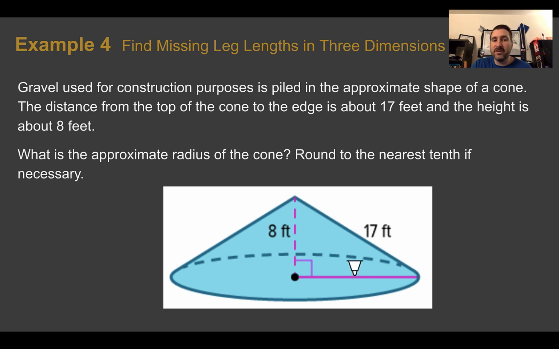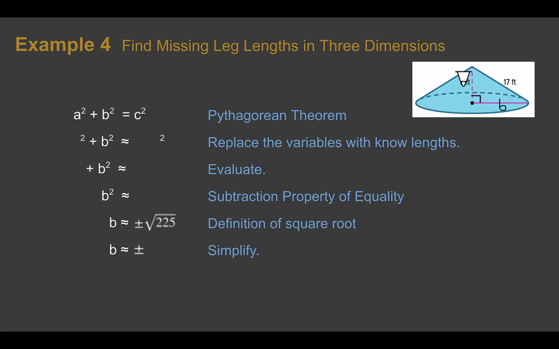So I need to find my missing radius. So the radius, remember, was the distance from the center to the edge. And we can see here that we have a right angle, which means we can use the Pythagorean theorem. So let's use the Pythagorean theorem. We're given one leg is 8, so 8 squared, plus b squared is going to equal 17 squared. Now we can start multiplying out. 8 times 8 is 64, 17 times 17, 289.